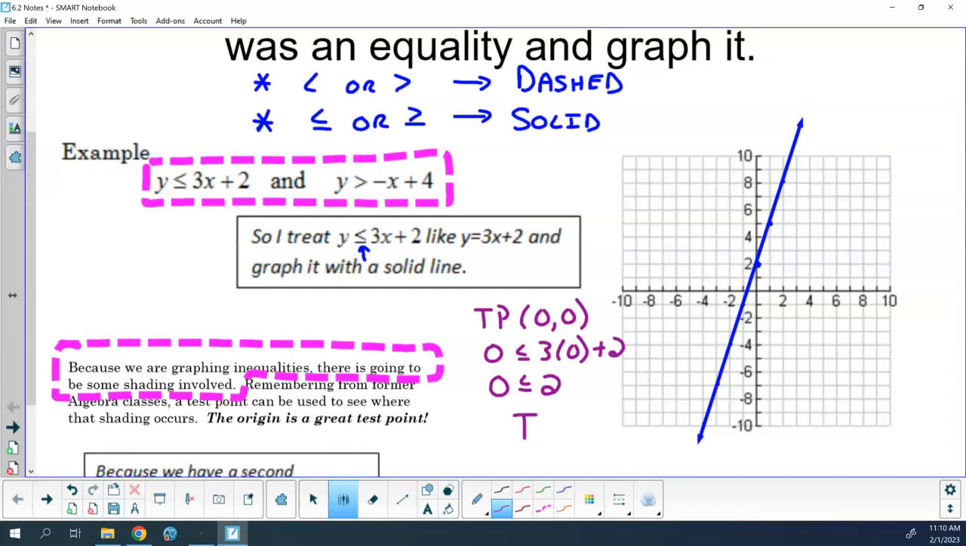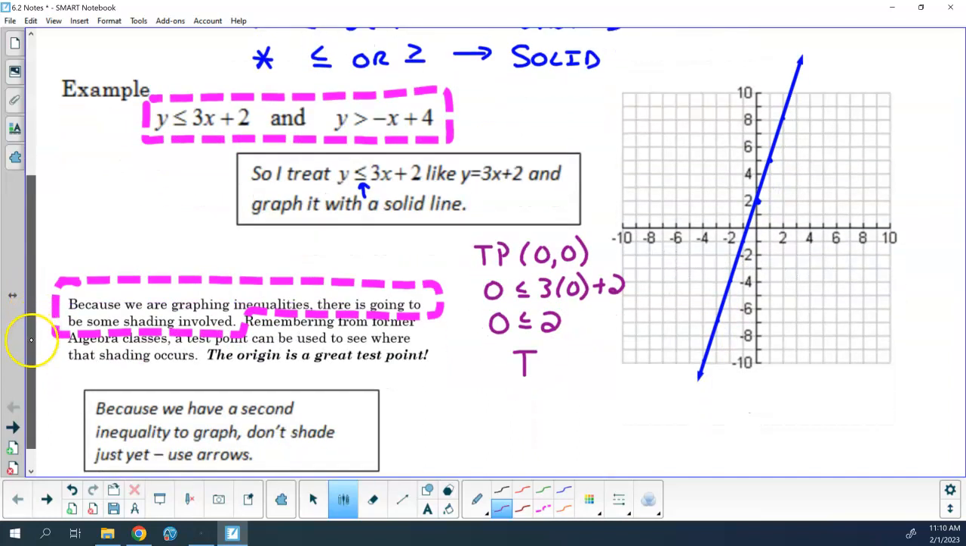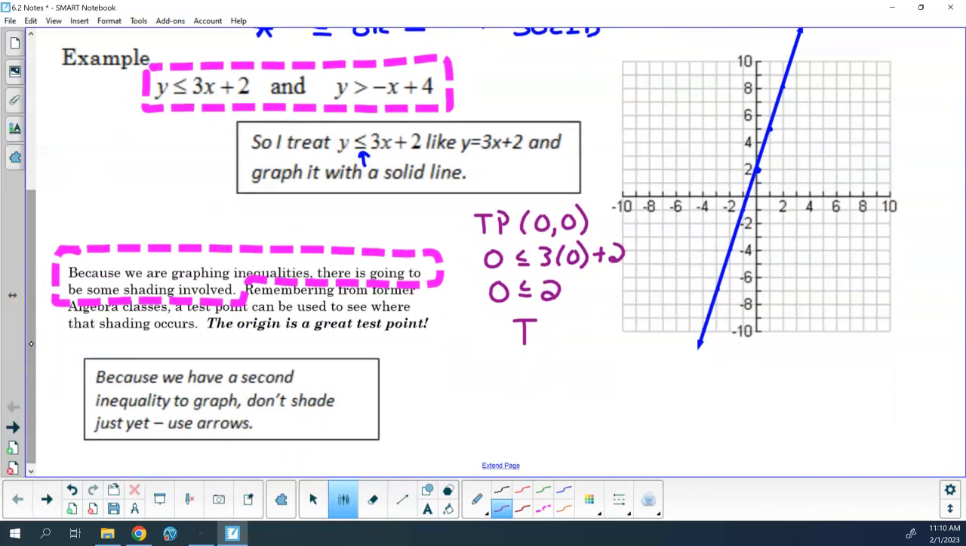But now let's tap the brakes here for a second. Because we have another inequality to go on this graph, I'm not going to full-on shade yet. What I'm going to do is just draw in some arrows signifying that that's the side of that line that I am going to graph. With me so far?